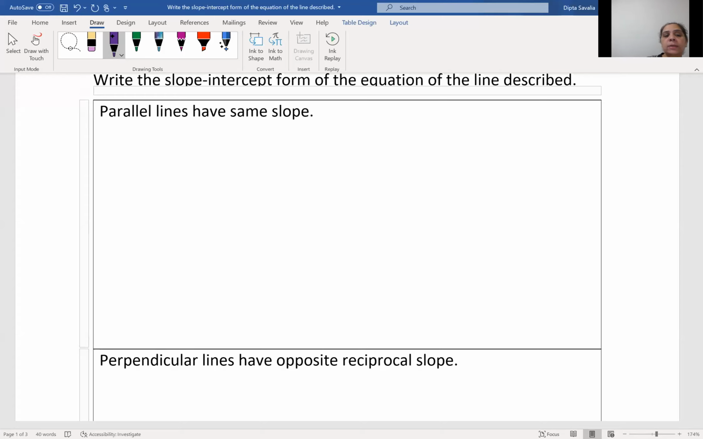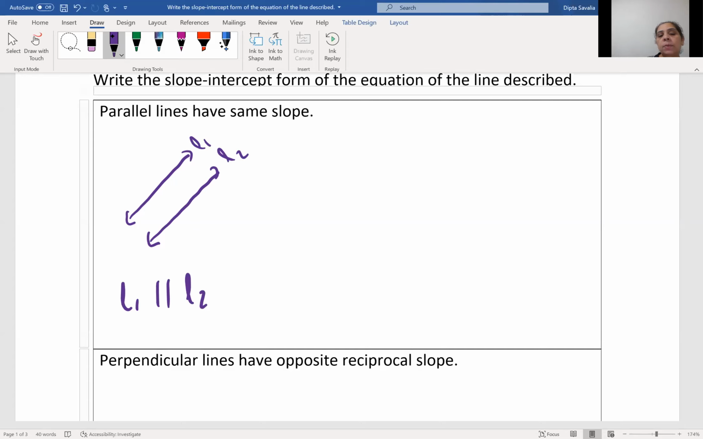So parallel lines. First thing, what do parallel lines mean? If we have any two lines that are parallel, they will never intersect each other. That is parallel lines. So let's say we have L1 and L2. So L1 is parallel to L2. This symbol is for parallel lines. Now what types of slope do they have?